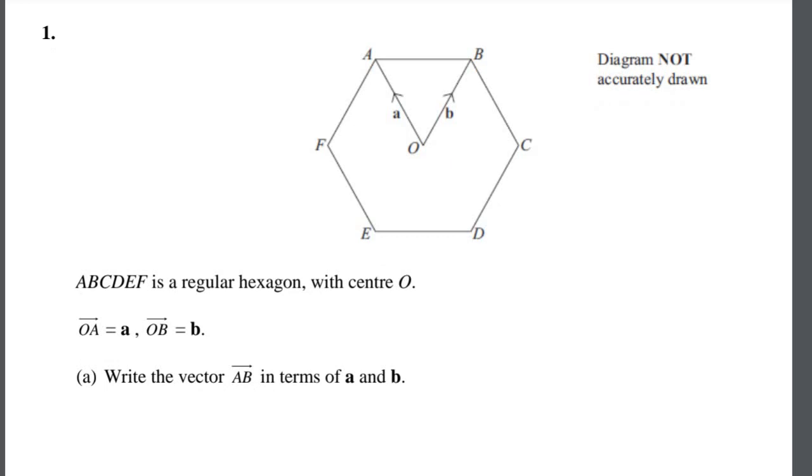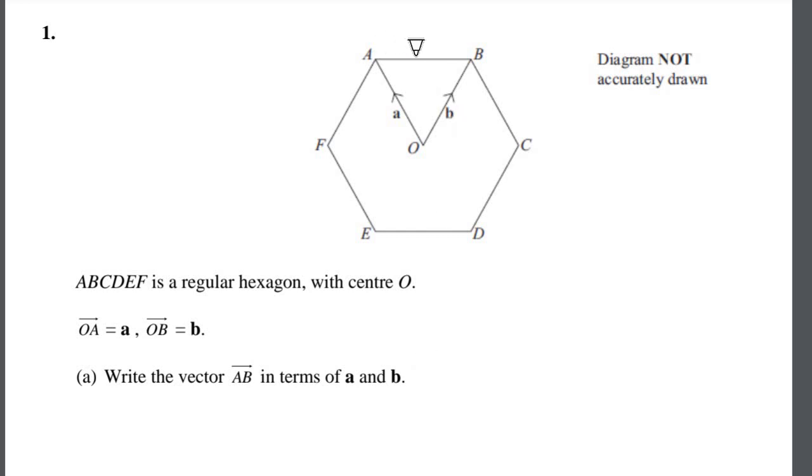So let's begin. We have this hexagon here, and we have two vectors OA and OB that have been labeled as vector A and vector B. Now, any vectors that are in the same direction and of the same size are equal. We are going to use this information later on, but first of all, let's start with question A. Write the vector AB in terms of A and B.